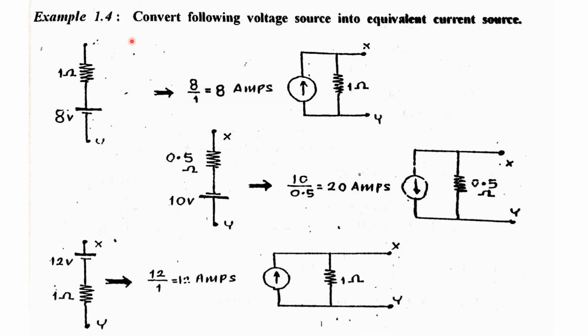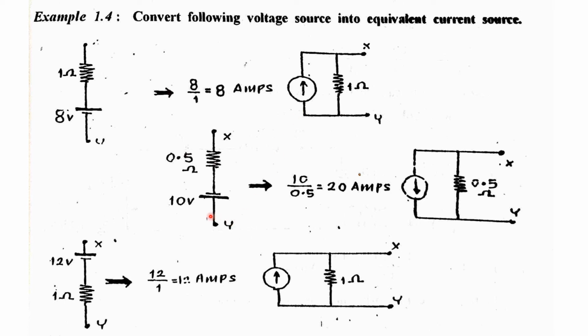Now consider this example. Convert the following voltage source into equivalent current source. This is 8 volt with internal resistance 1 ohm in series with the voltage source. So it can be converted: 8 volt upon 1 ohm internal resistance, that is equal to 8 amperes. So current is 8 amperes with an internal resistance 1 ohm parallel with the current source.